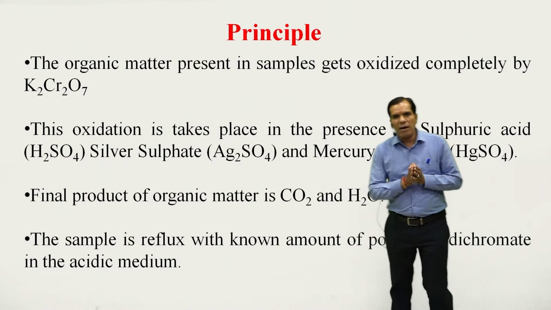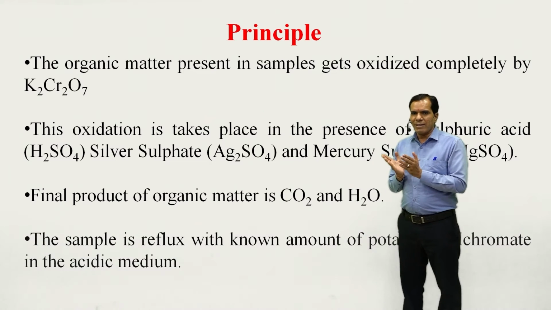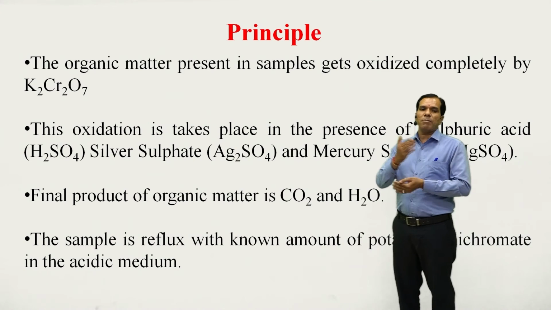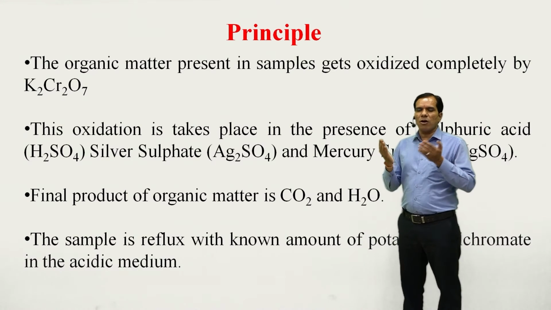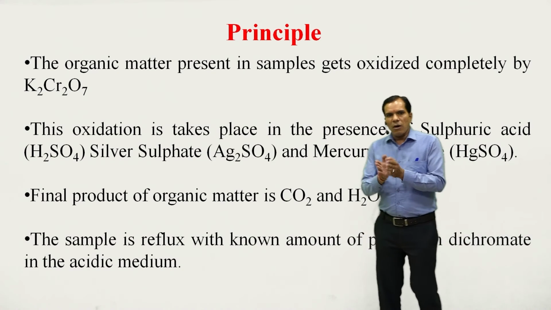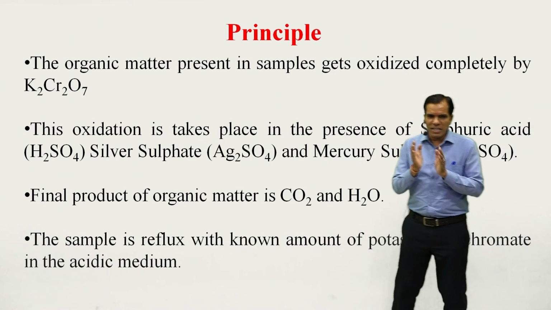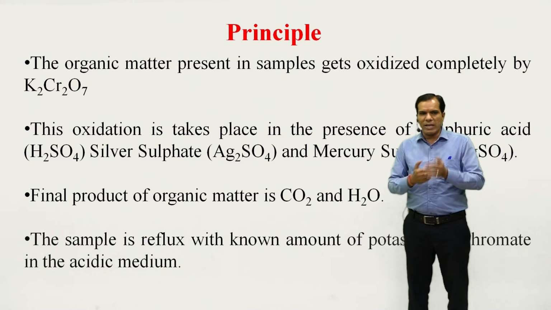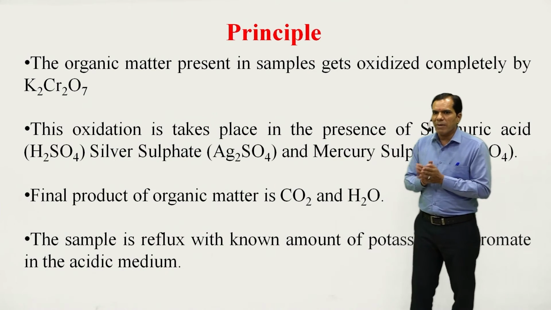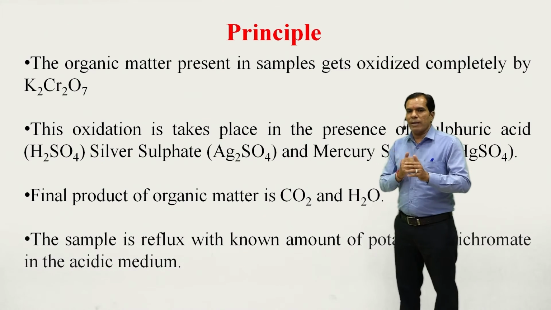What is the principle of chemical oxygen demand? The organic matter present in the sample gets oxidized completely by potassium dichromate solution, because we are using potassium dichromate. Potassium dichromate acts as an oxidizing agent, and this oxidizing agent oxidizes all the organic matter into CO2 and H2O. This oxidation takes place in the presence of sulfuric acid, silver sulfate and mercury sulfate. The final products of organic matter are CO2 and H2O, as I have discussed.